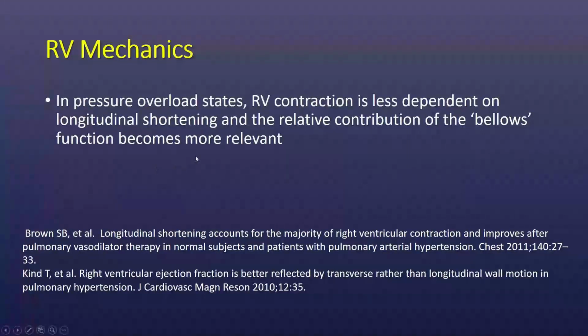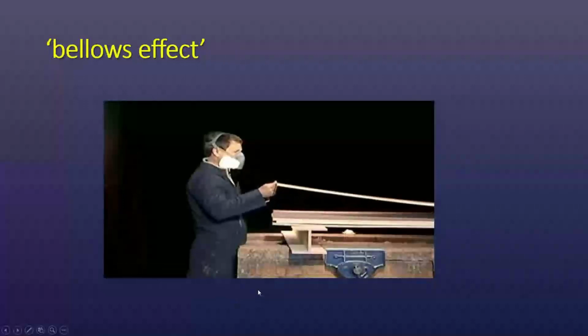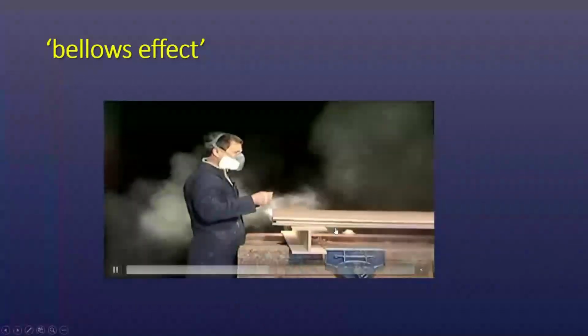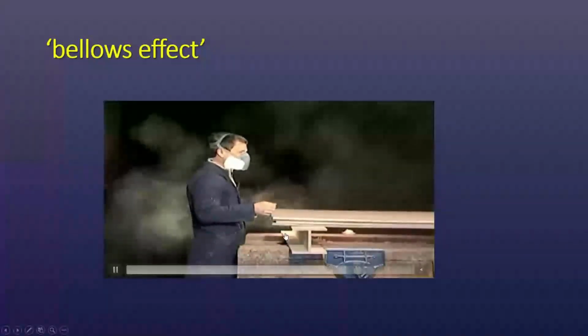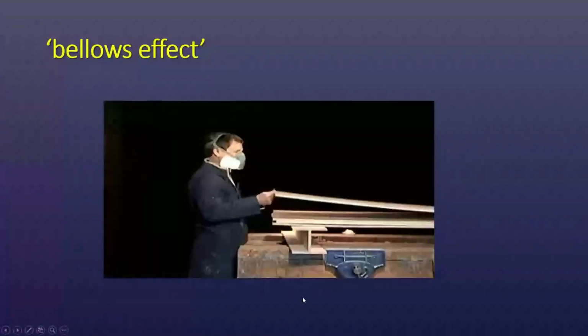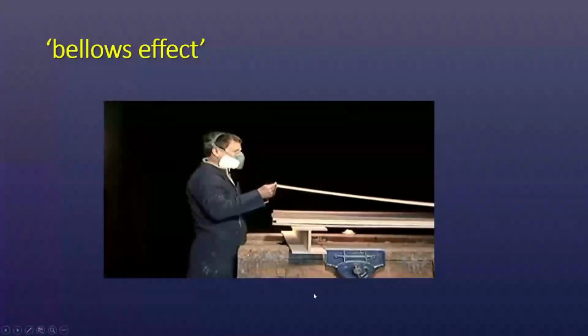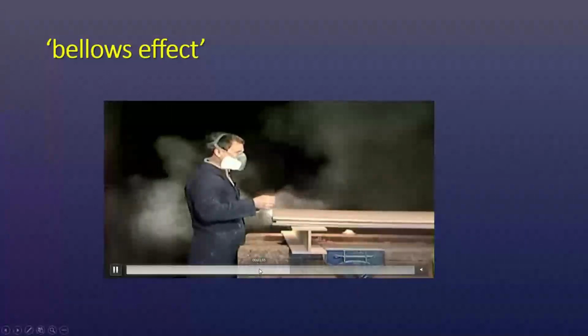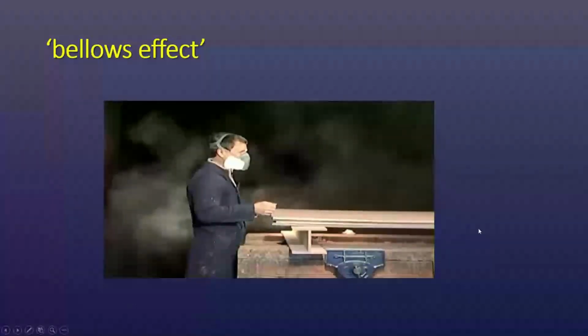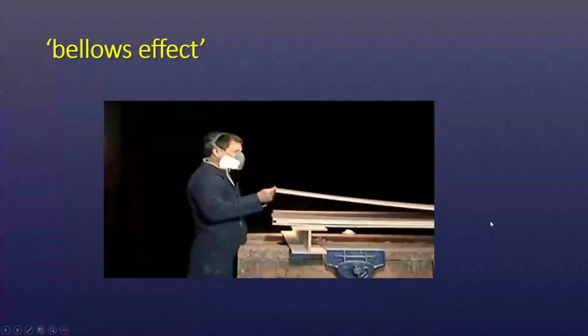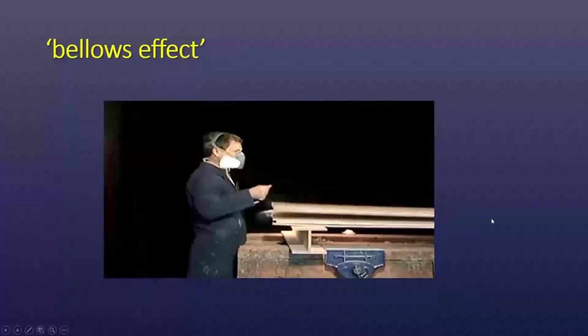In this movie, we can see an example of the bellows effect, where this is the RV free wall, and this is the septum. The septum has to be relatively fixed to have an effective bellows effect. But we know that patients with congenital heart disease, very often, they don't have a fixed septum.